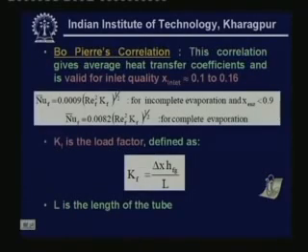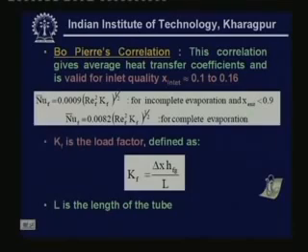We also have what is known as Pierre's correlation, which is normally used for refrigerants. This correlation gives average heat transfer coefficients and is valid for inlet quality x_inlet varying between 0.1 to 0.16. That means at the exit of the expansion valve and at the inlet to the evaporator, the refrigerant quality should be between 0.1 to 0.16. And the correlation is given here.